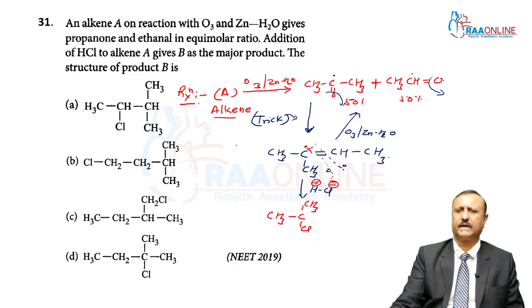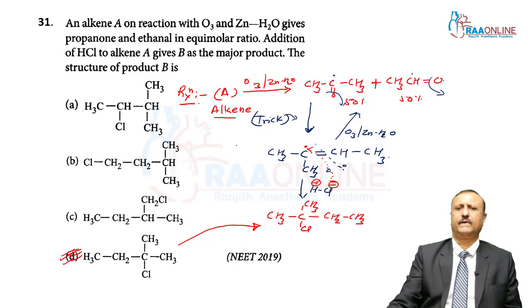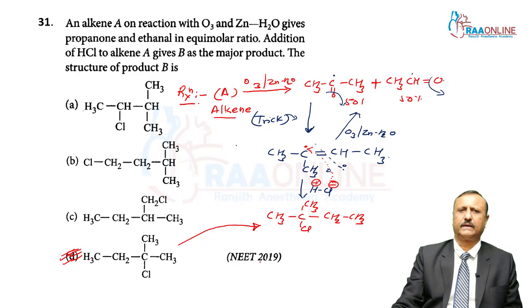Here this CH3 is on the upper side and Cl is on the lower side. Now, CH2 and CH3. You can see option D. Option D is the same as this compound. Here CH3 CH2, CH3 CH2, CCl, CH3 CH3. So, you can get the option D. In this way, you can solve this question and get the answer and get the marks in NEET exam.